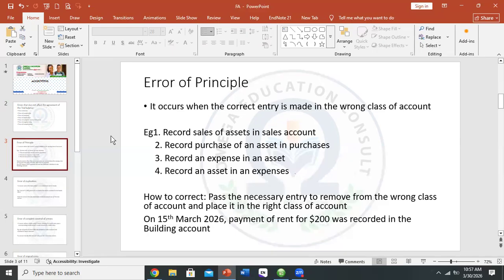So I've given the examples here. When you sell assets, you don't put it in sales, you put it in disposal. When you purchase an asset, you record it in the asset account. You don't record it in purchases.